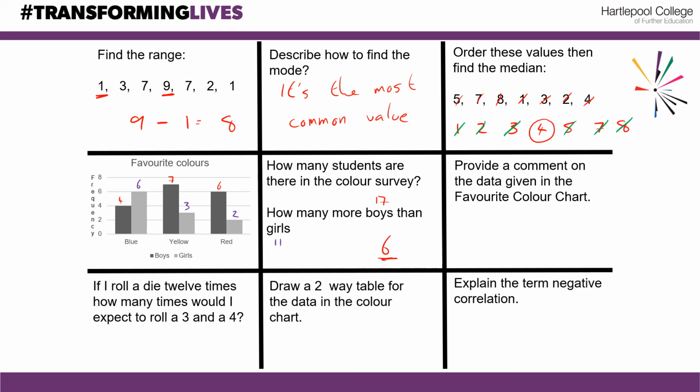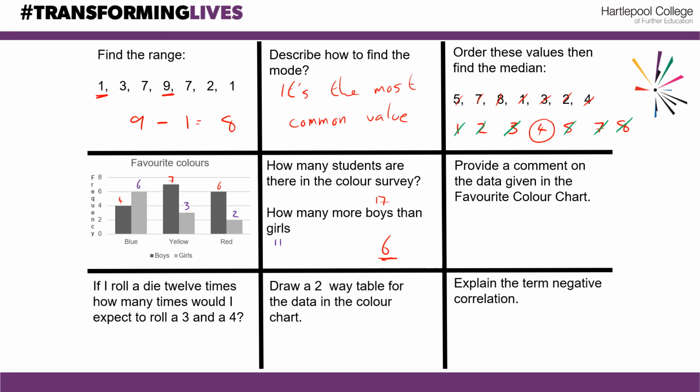Provide a comment on the data given in the favourite colour chart. Now, this could be anything. It just needs to be something factual. So any valid fact that you've presented, you might give a particular example. You might say there were 6 boys that chose red as the favourite colour. You could say red was the least popular colour across the genders. You could say blue and yellow tied with 10 apiece. Whatever you happen to say, so long as it was factual, that would be fine.